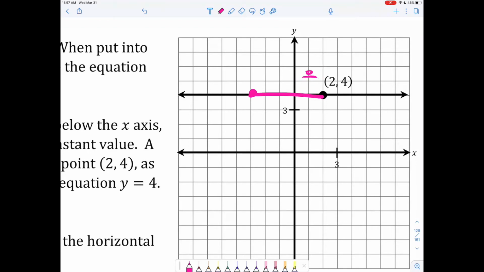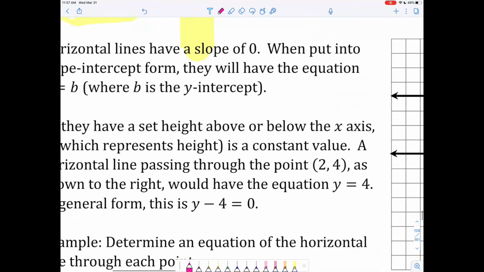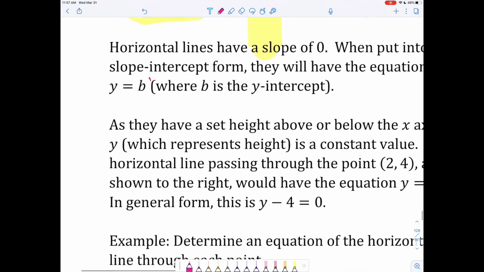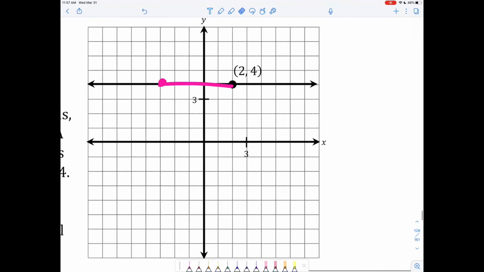And if we were to put that into slope-intercept form, we'd end up with just this, where we take y equals mx plus b, but the m is actually 0. So it's just y equals b, where b is the y-intercept. That y-intercept is the same y value as any other point on this line. This has a height of 4, this has a height of 4, this has a height of 4, this has a height of 4, and it's always the same y value.